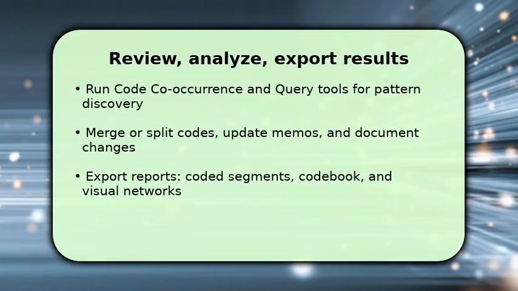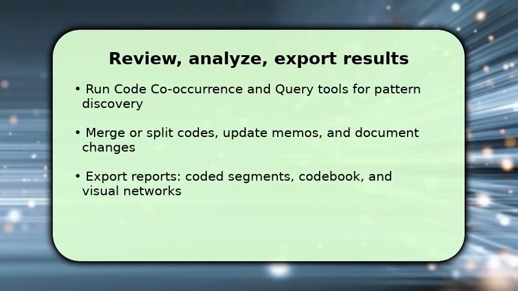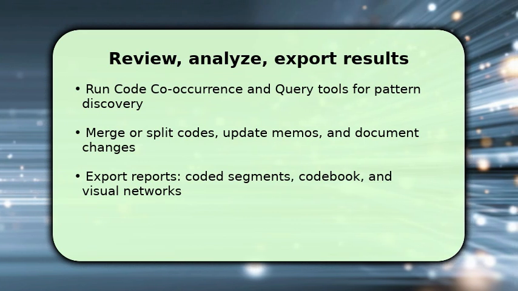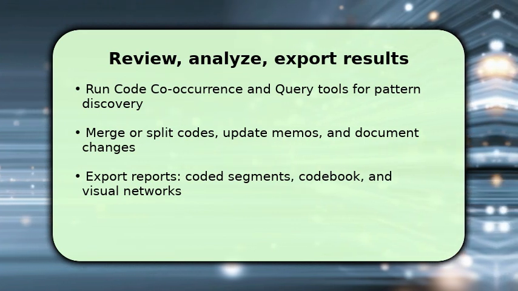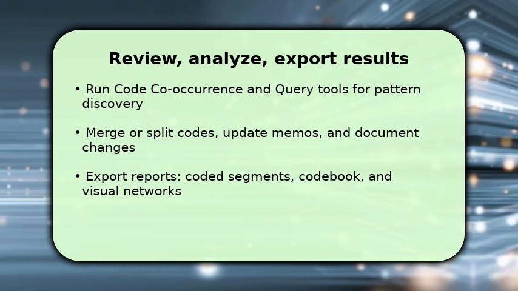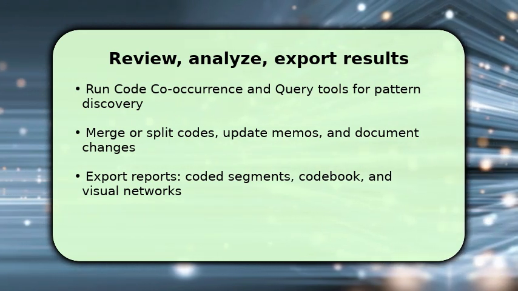Start with the code co-occurrence table and query tool to find relationships, then refine by merging similar codes or splitting mixed ones. Update memos for each change so the audit trail is clear.